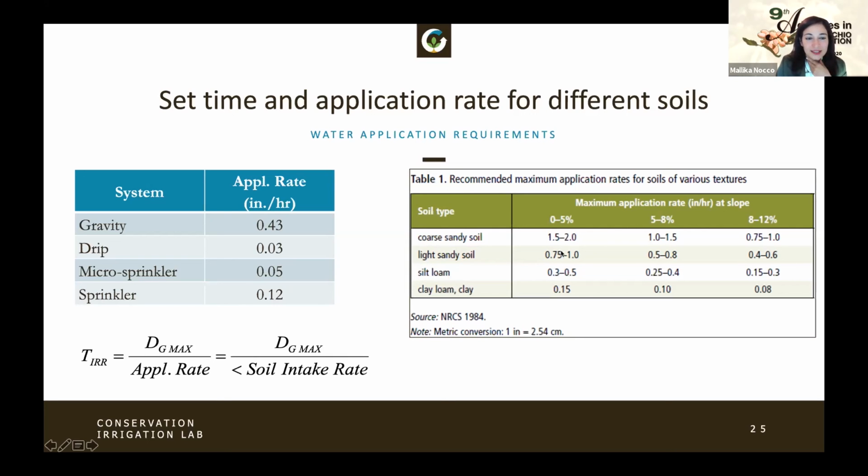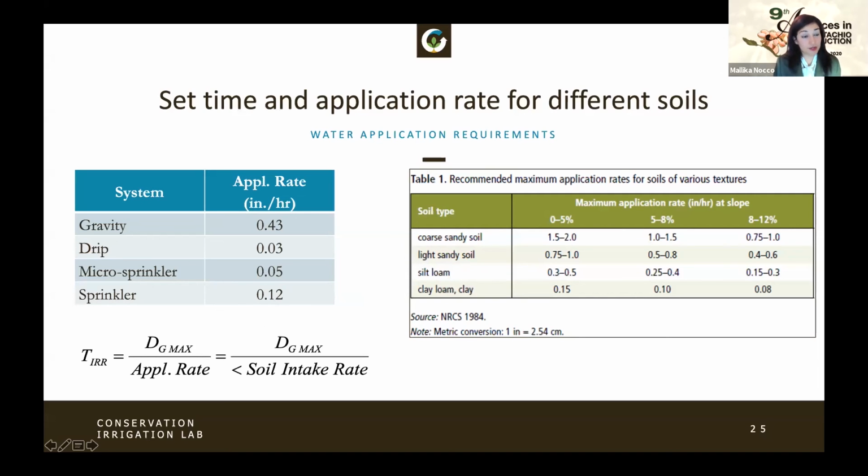So this table here is based on the maximum application rate for 4 different types of soil. And then you have to factor in the slope, right? Because if you have a high slope, you have to slow the rate again, because that is also going to affect infiltration. But in all cases, with coarse sandy soil, you can get away with having a higher rate than if you are dealing with a clay loam or a clay.